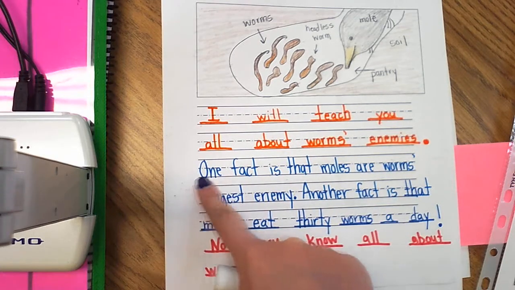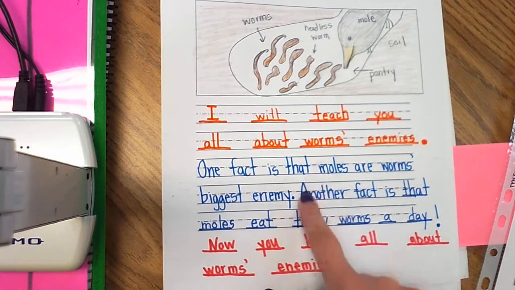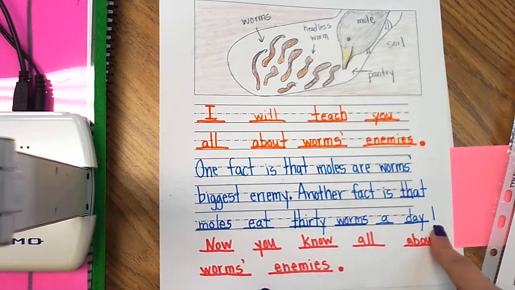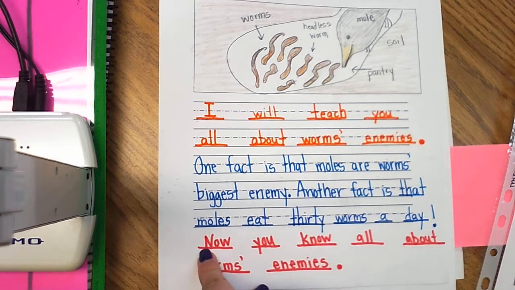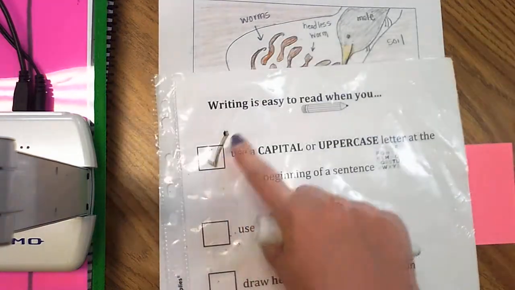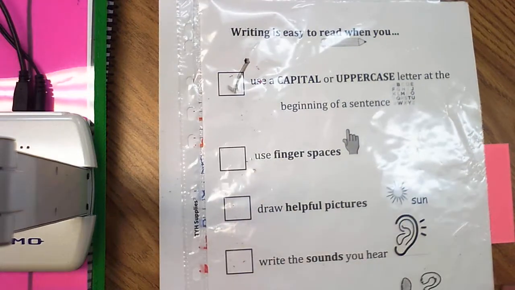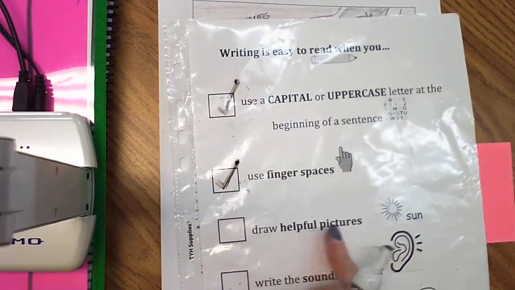Uppercase letter at the beginning of my sentence. That's a period, so I know a new sentence is coming. Uppercase letter at the beginning of my sentence. That's some other punctuation, an exclamation point, so I know a new sentence is coming. Uppercase letter in my last sentence. So yes, I used capital or uppercase letters. Did I use finger spaces? Oh, I certainly did. I even put my fingers between my words in my topic sentence, and then I left nice finger spaces in the rest. Yep. Check.